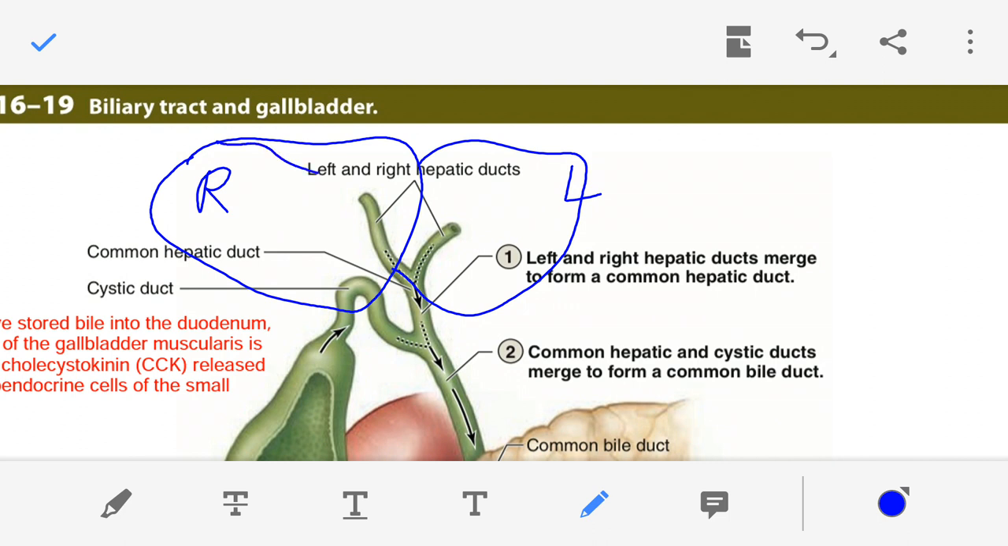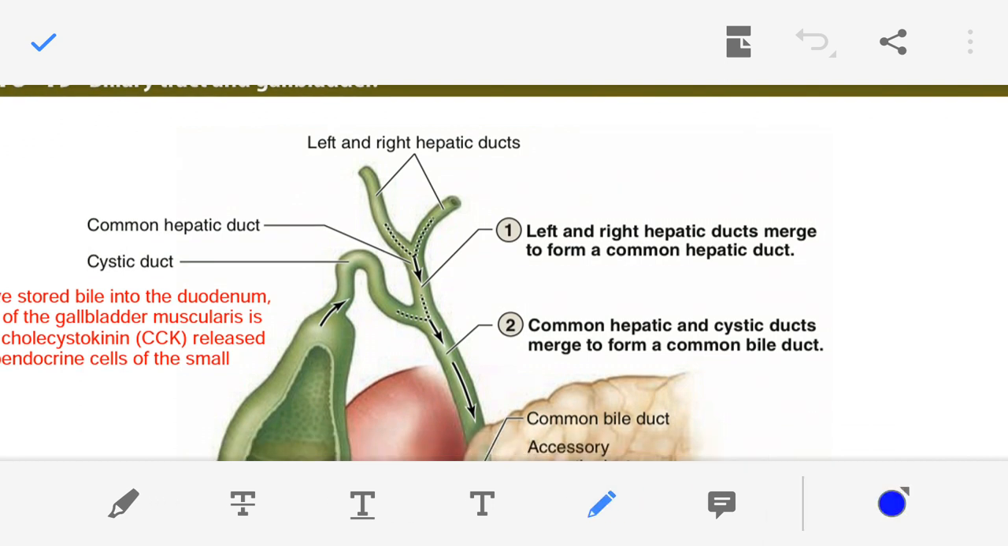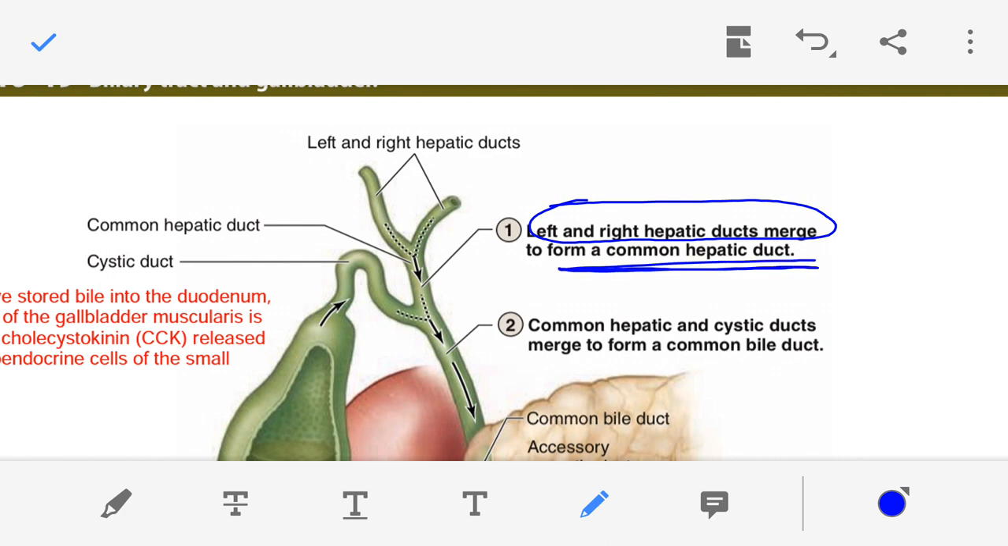Right now I am drawing the bile duct. So here you can see the bile ducts are opening into the right hepatic duct, and here the bile ducts are pouring the bile into the left hepatic duct. Now this right and left hepatic duct merge together and form the common hepatic duct. So this is the common hepatic duct.